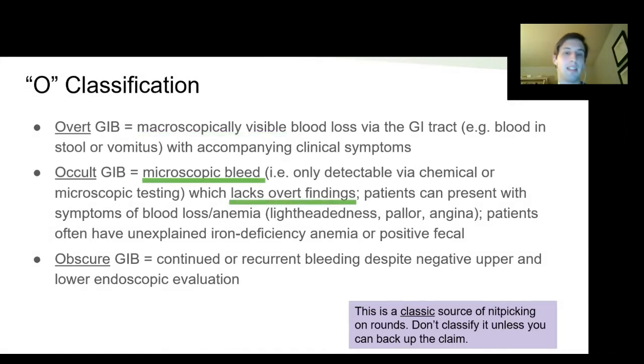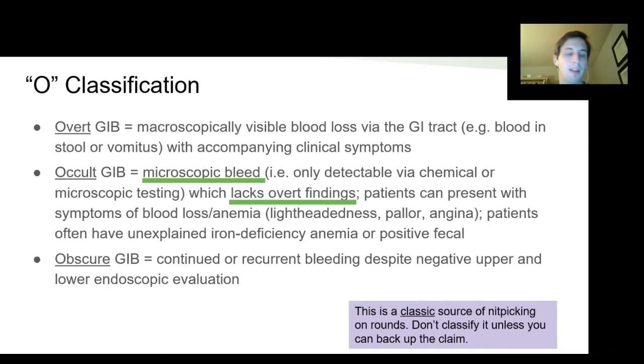An occult bleed is a microscopic bleed. So it's one that a patient won't report, I have blood in my stool, but there will be signs and symptoms of blood loss from somewhere, and then it will be seen on an evaluation when looking for an underlying cause for iron deficiency anemia, or they've had a positive fecal occult blood test. That won't really be like an acute bleed presentation, but it's something that could be found in a workup for anemia.